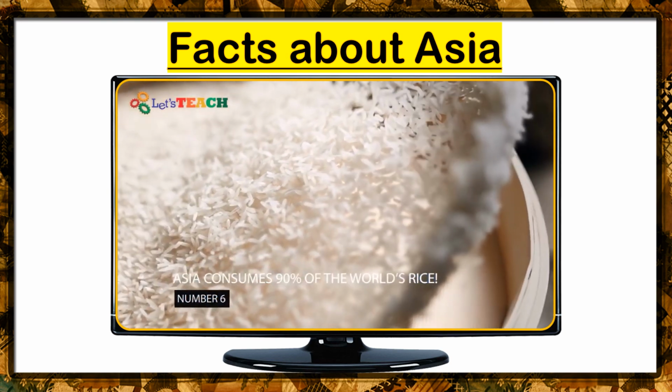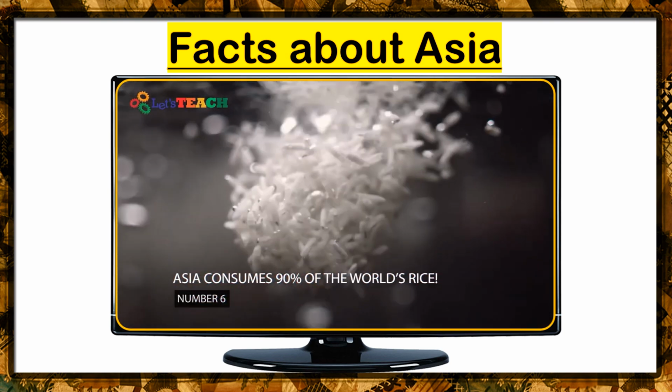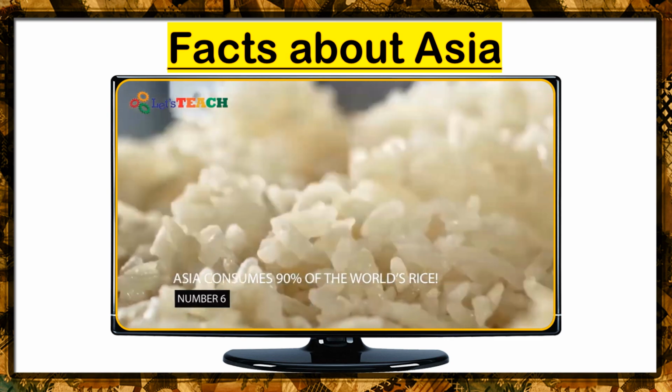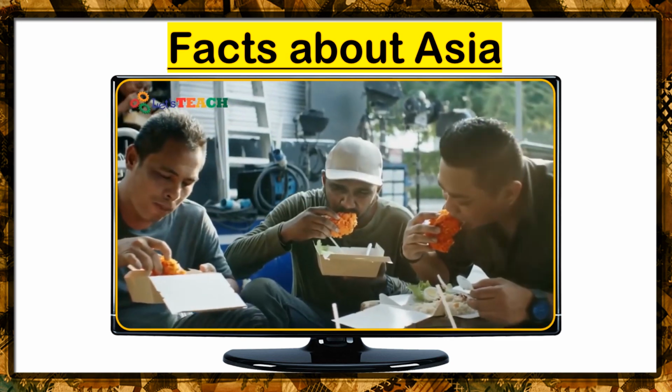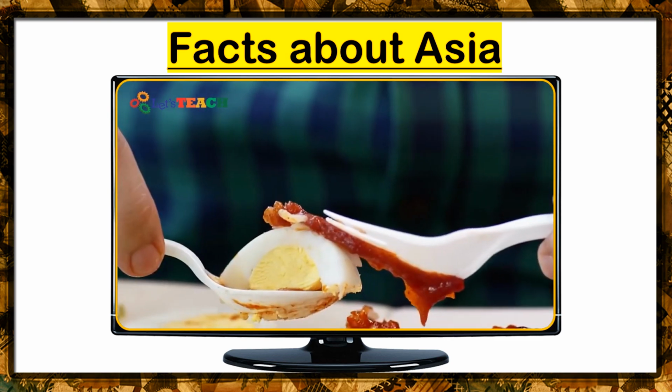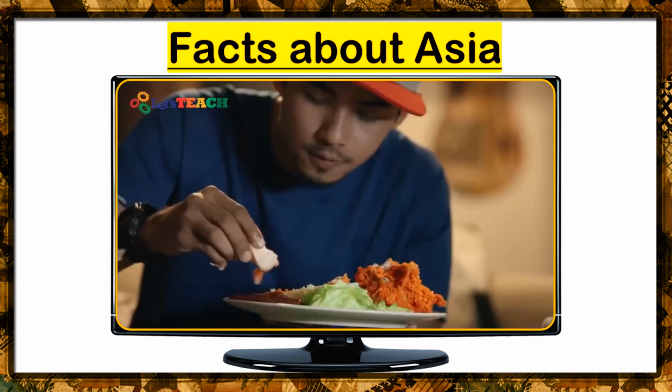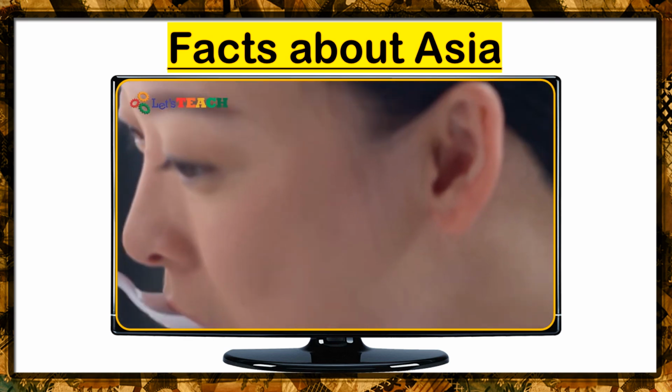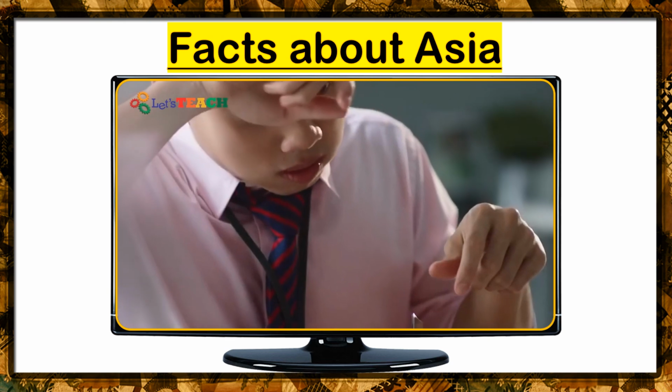Number 6. Asia consumes 90% of the world's rice. Don't get me wrong, we love rice too, but 90%? Rice is a staple food in Asia, and thus the majority of the rice produced is also consumed there. It's not uncommon to eat rice for breakfast, lunch, and dinner.